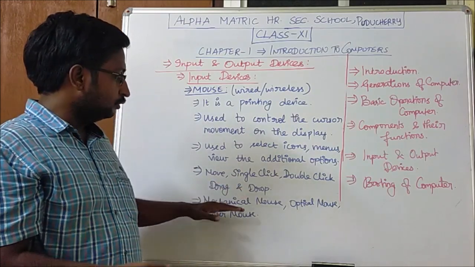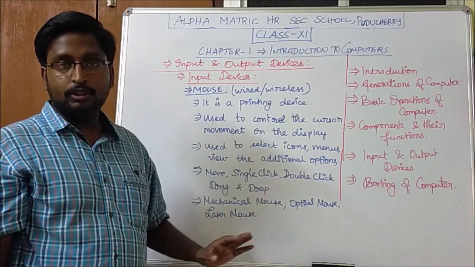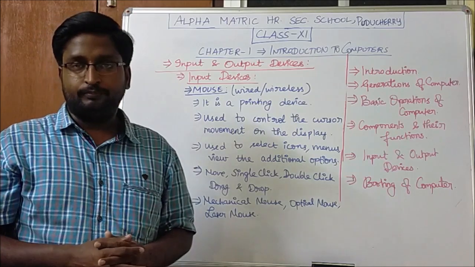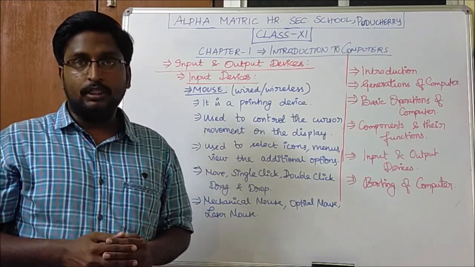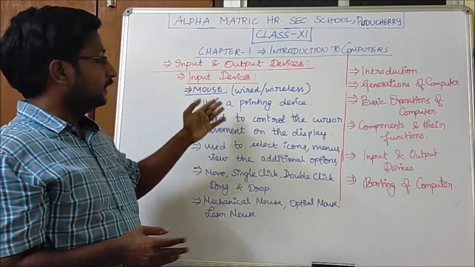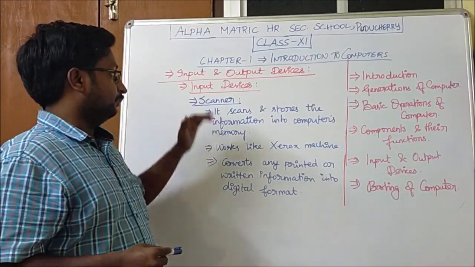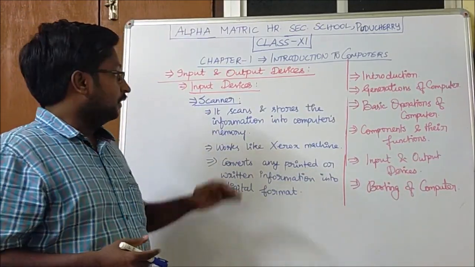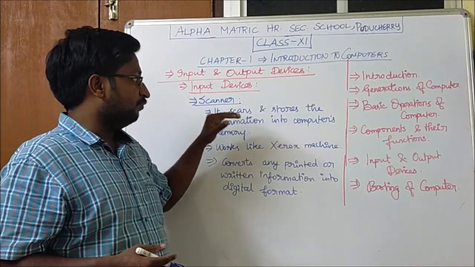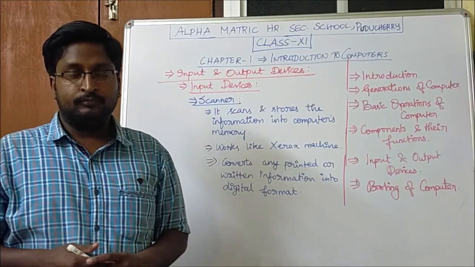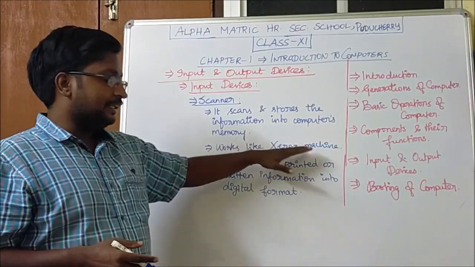So these are the most common types of mouse used, and apart from these there are various other types of mouse available. So this is all about the input device mouse. The next input device is the scanner. A scanner scans and stores the information directly into the computer's memory. So it works like a Xerox machine.